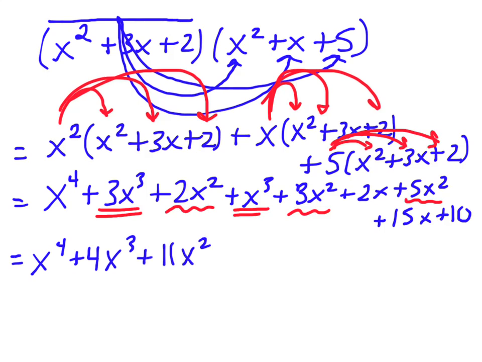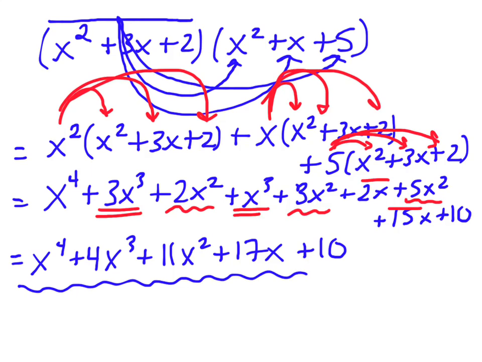So what else did I have? I have an x and an x, so that's 2x plus 15x is plus 17x, and then the only thing I've got left is my lone little 10 hanging out here. And there we go, we've expanded those two trinomials and we ended up with this.